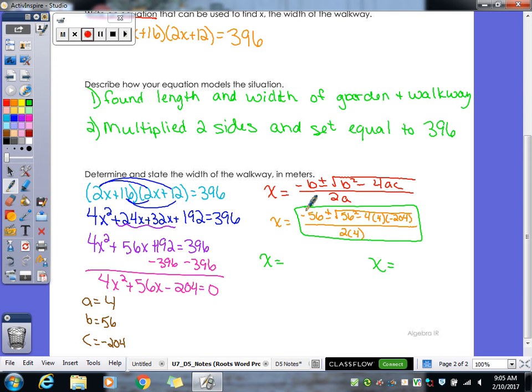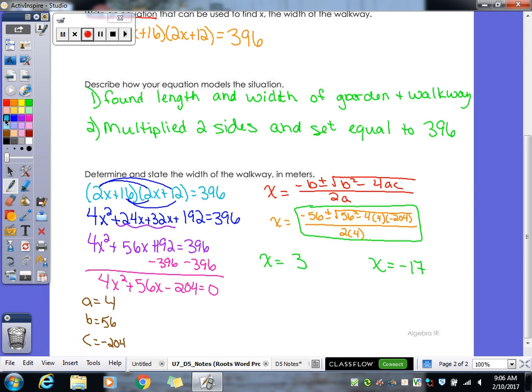So negative 56 plus the square root of 56 squared minus 4 times 4 times negative 204, over 8. So one of my answers is 3. And then we'll type in where we subtract the square root, and we get negative 17. So this is where your calculator is going to be very, very handy for you.